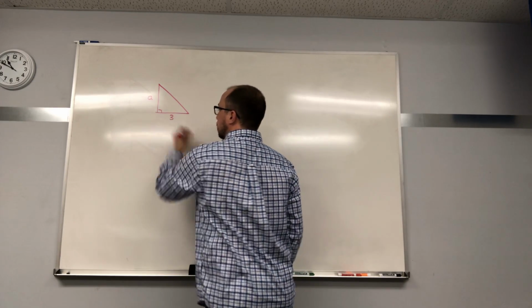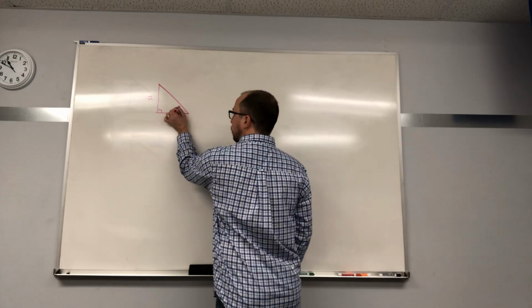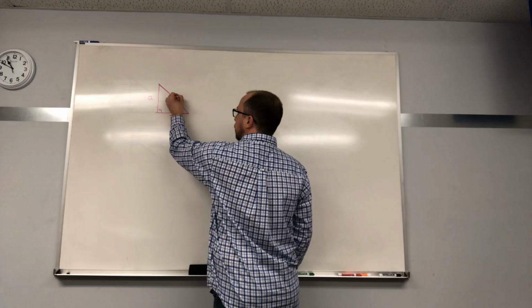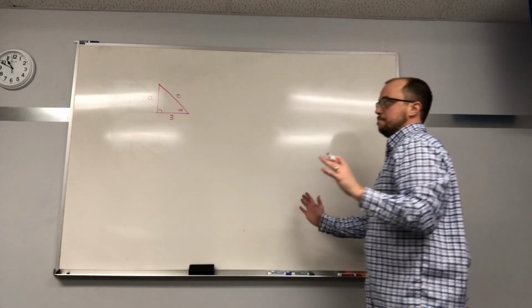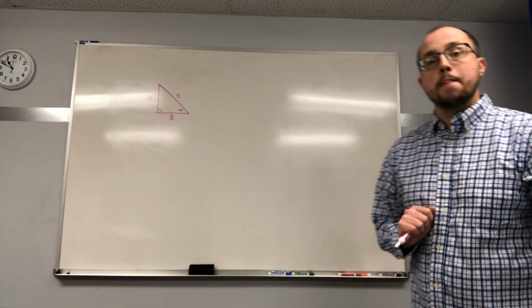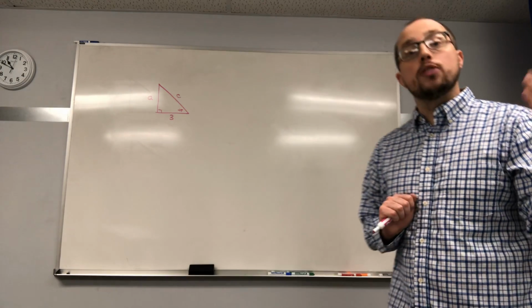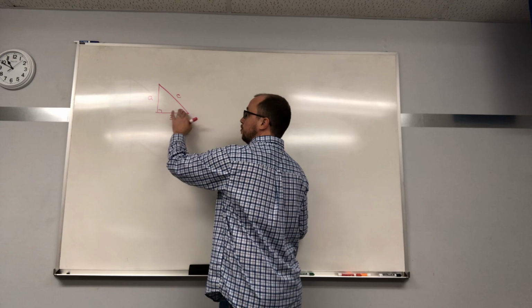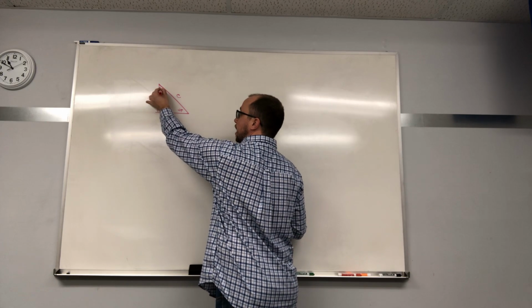So let's say I've got a right triangle. They tell me that one angle is 45, and I've got A, 3, and C. I'm looking to find what is A and what is C. Well, I know this is a special right triangle because I've got 90, I've got 45, and the other one has to be 45.